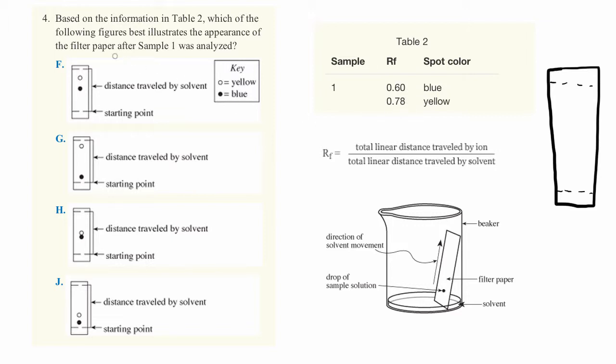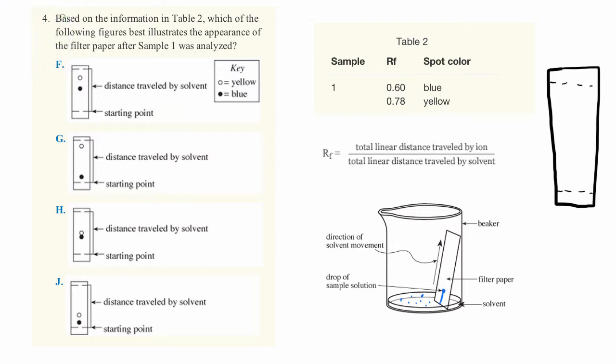And we're supposed to figure out where those spots should approximately land based on the RF value, which means we need to understand this concept of RF. So let me describe the experiment again. We have a beaker of water and we put a solution in the bottom, and in the solution are little ions. When a piece of dry paper is put in, the solvent gets drawn up and the ions get drawn up with the solvent.